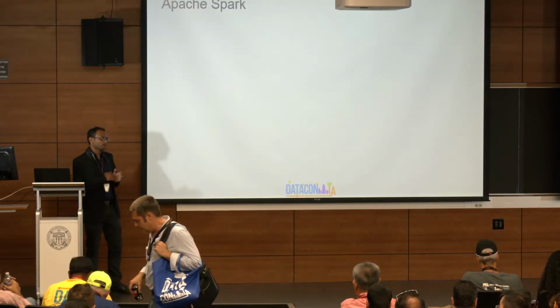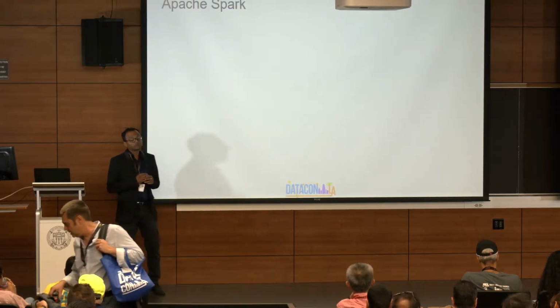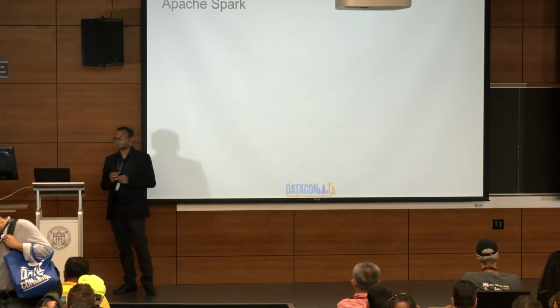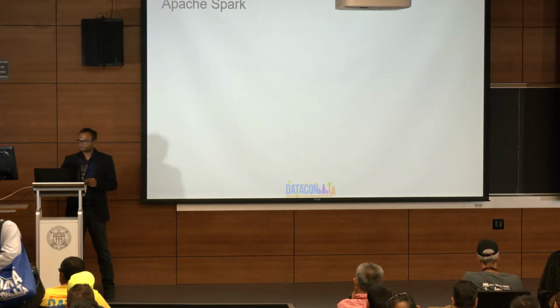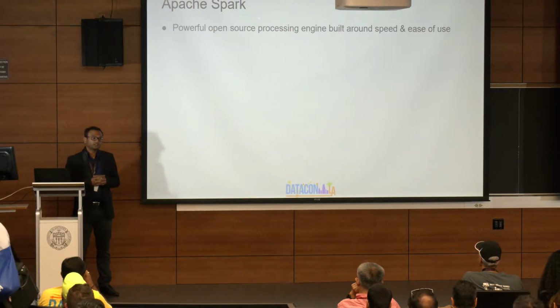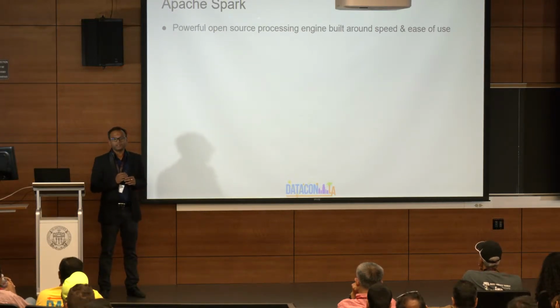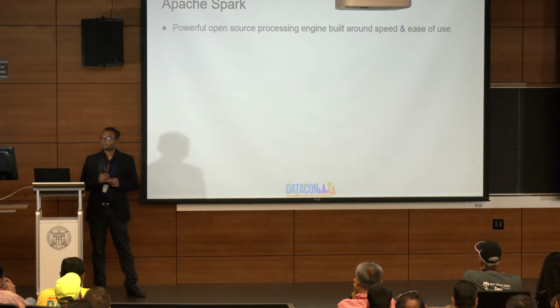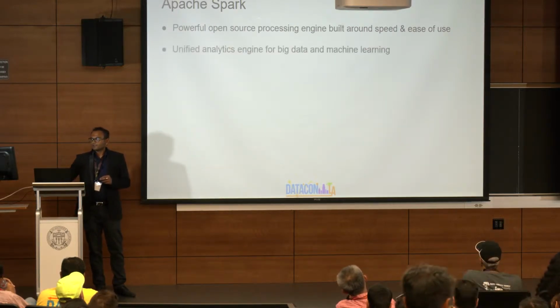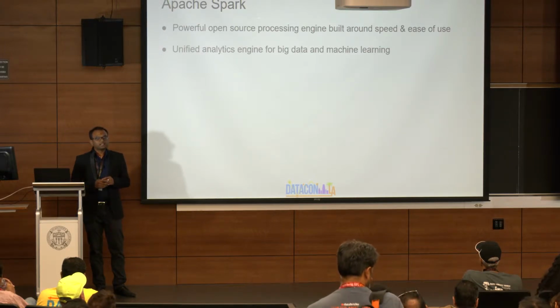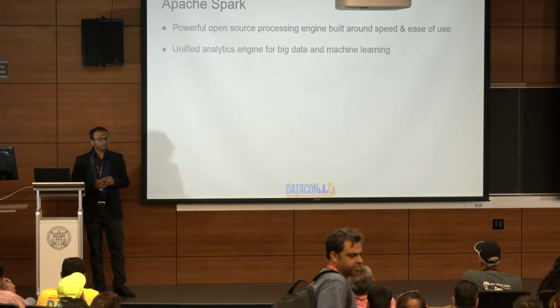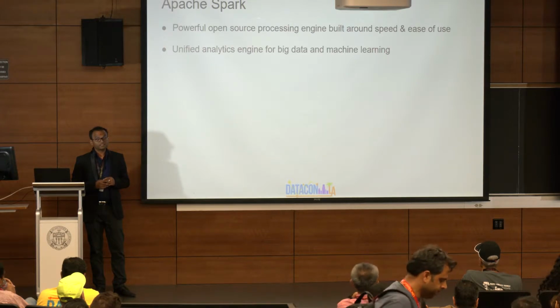Now let's move on to an open source technology named Apache Spark. It's an open source processing engine that provides a bunch of different tools, a bunch of different APIs that can handle structured, semi-structured, and unstructured data. It provides a unified analytics engine to perform our big data modeling, big data integration, and machine learning.